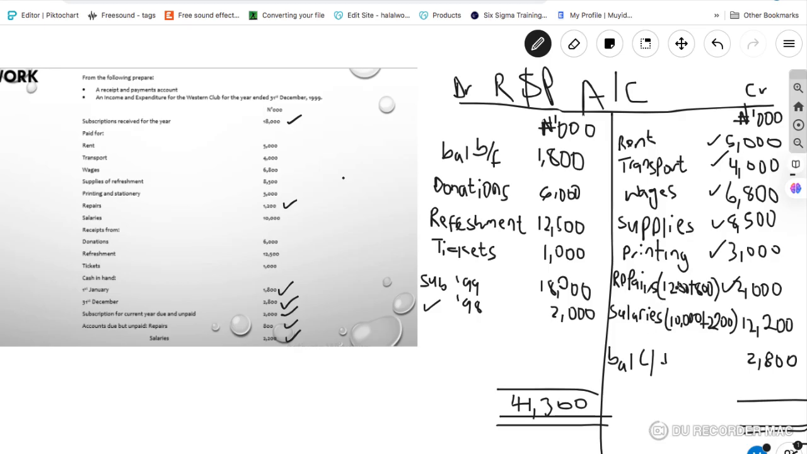So this is a mistake. Sorry, this is an error. We are not preparing the income and expenditure account. We are preparing the receipt and payment account. So in this case, we're not going to be considering any form of accrual, like I mentioned earlier. So this should be blotted off. So for repairs, it should be 1,200,000. So we won't be considering this.